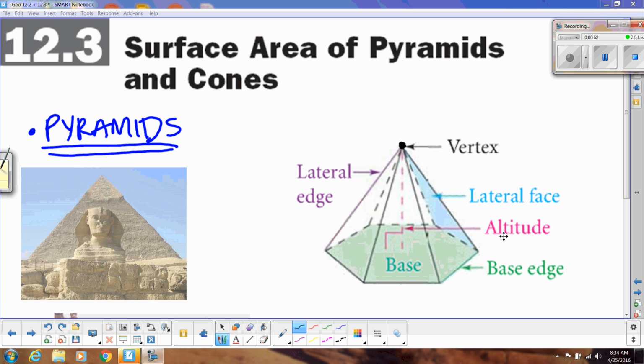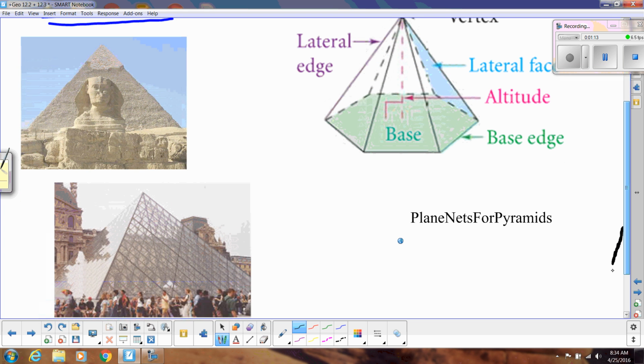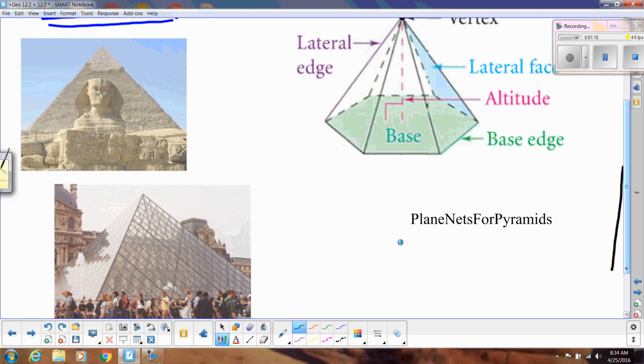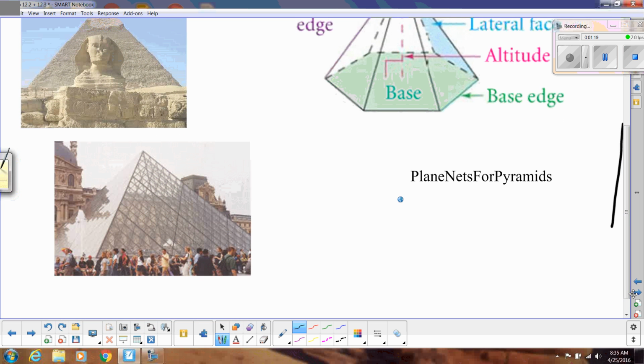And then we have the altitude of the pyramid. So that's going perpendicular from the base straight to the vertex. So we have to be careful there when we talk about height. Do we mean the height of the whole pyramid, or do we mean height of just a triangle and things like that? So we'll talk about more of the vocabulary we use for that. There's another example of a pyramid. It's on the Louvre.